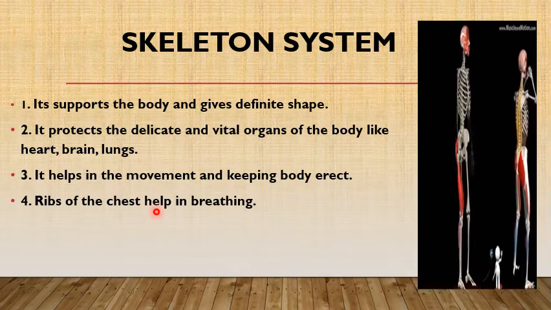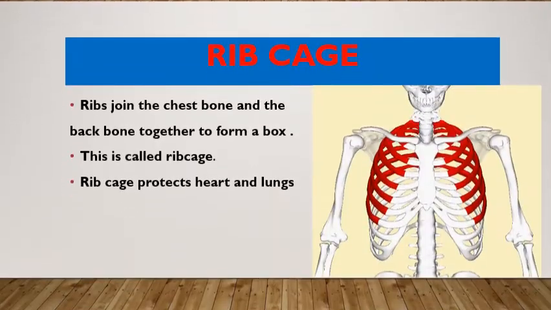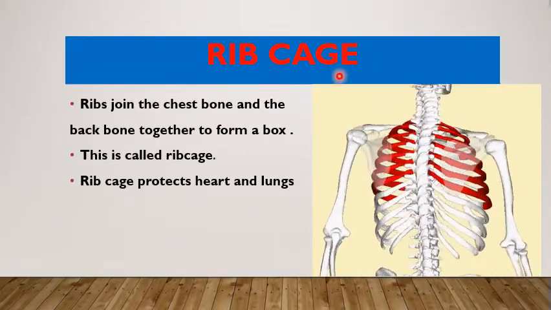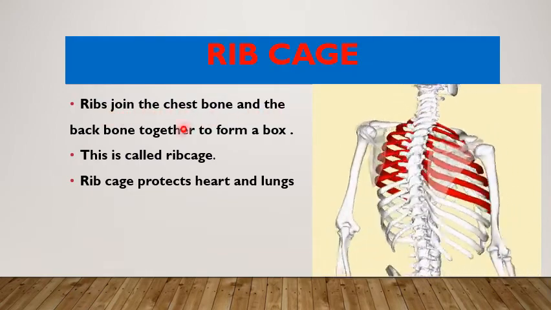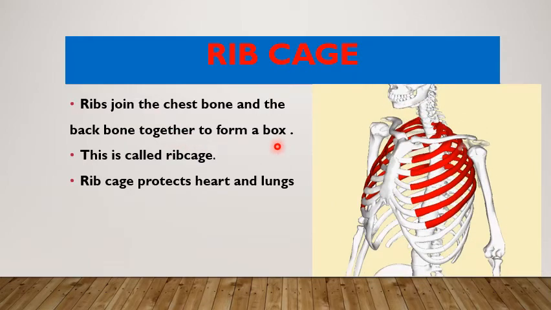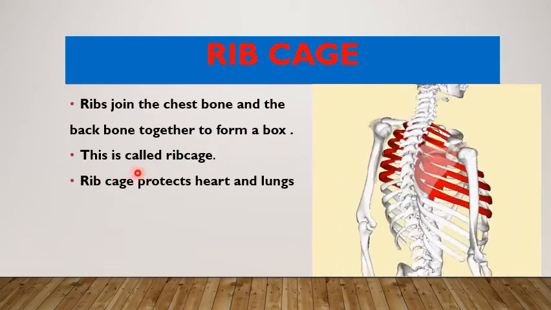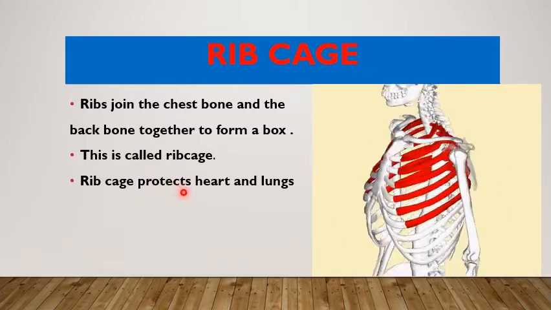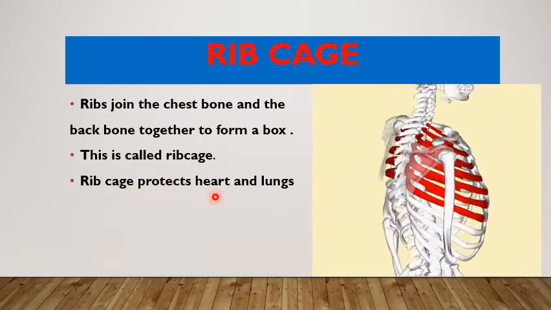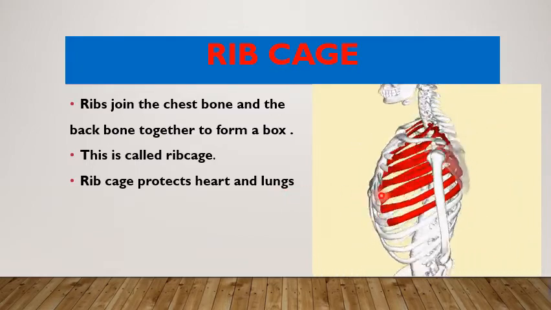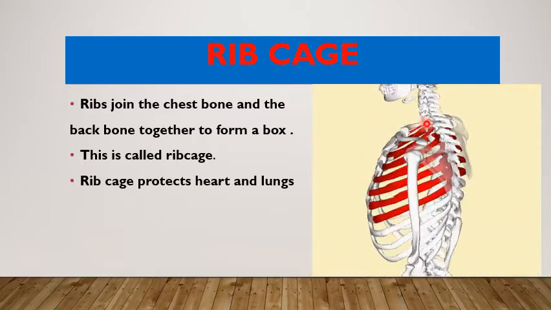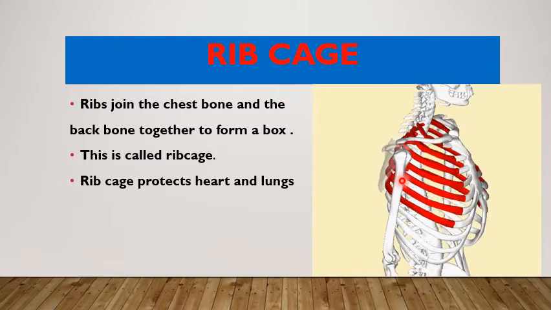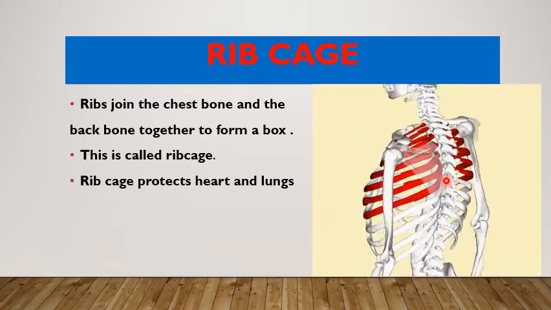Ribs of the chest help in breathing. Rib cage. Ribs join the chest bone and the backbone together to form a box. This box is called rib cage. Rib cage protects heart and lungs. As you are seeing the structure of the rib cage. And my dear students, you are seeing that these ribs are joined to the backbone.